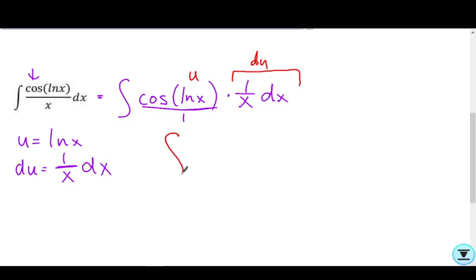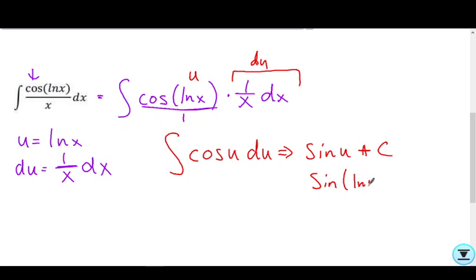So when I rewrite, I get the integral of cosine of u du, and the antiderivative of cosine u is sine u plus c. And at the last part, we plug back in our u, so we get sine ln x plus c, and that's our antiderivative.